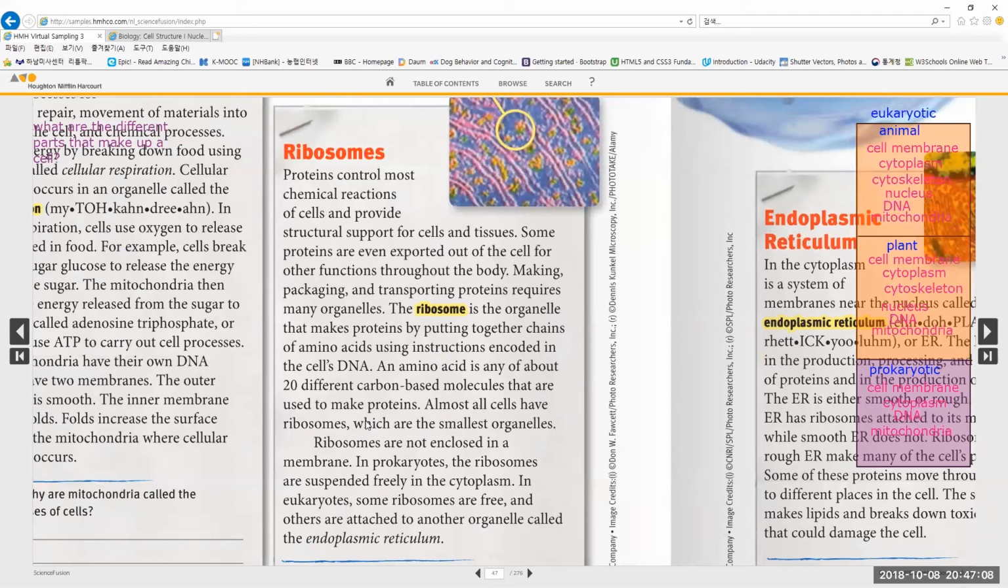An amino acid is any of about 20 different carbon-based molecules that are used to make proteins. Almost all cells have ribosomes, which are the smallest organelles. Ribosomes are not enclosed in a membrane. In prokaryotes, the ribosomes are suspended freely in the cytoplasm. In eukaryotes, some ribosomes are free and others are attached to another organelle called endoplasmic reticulum.